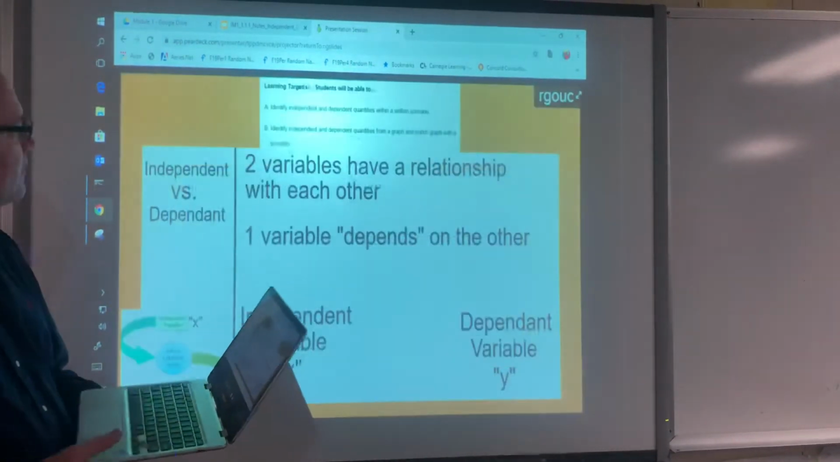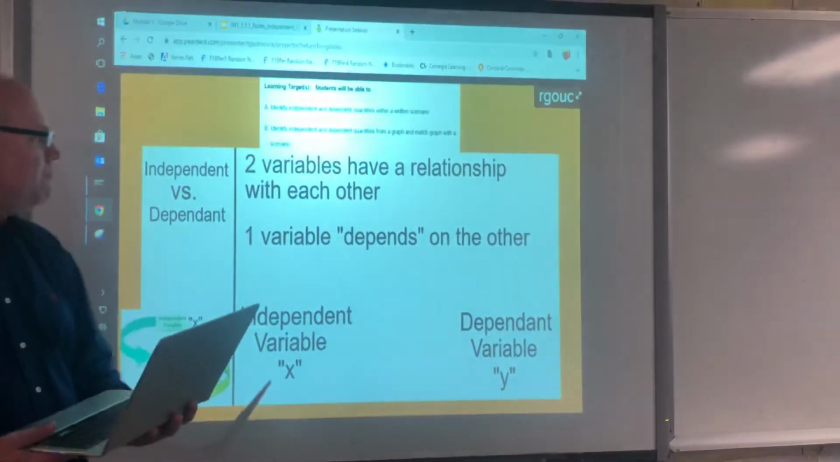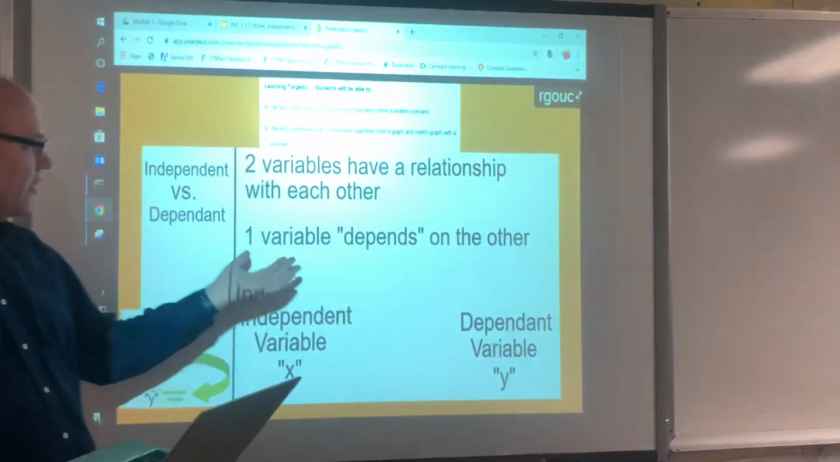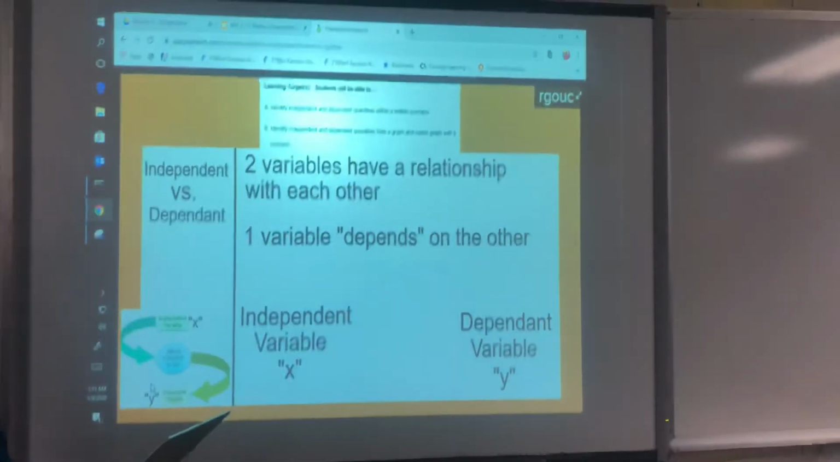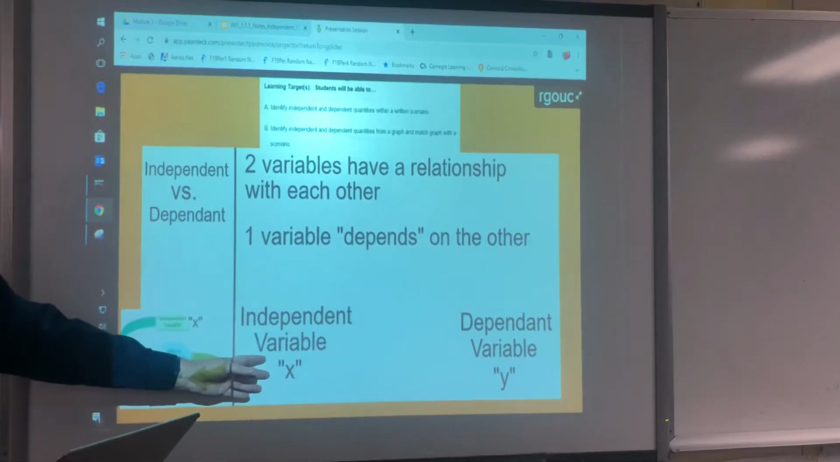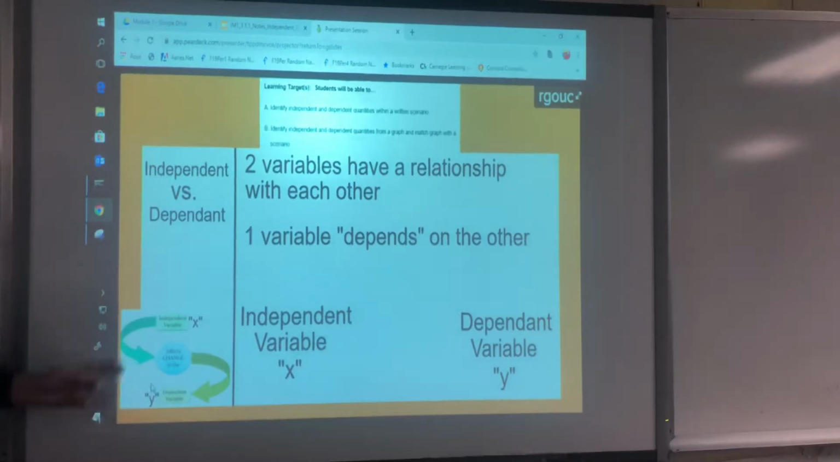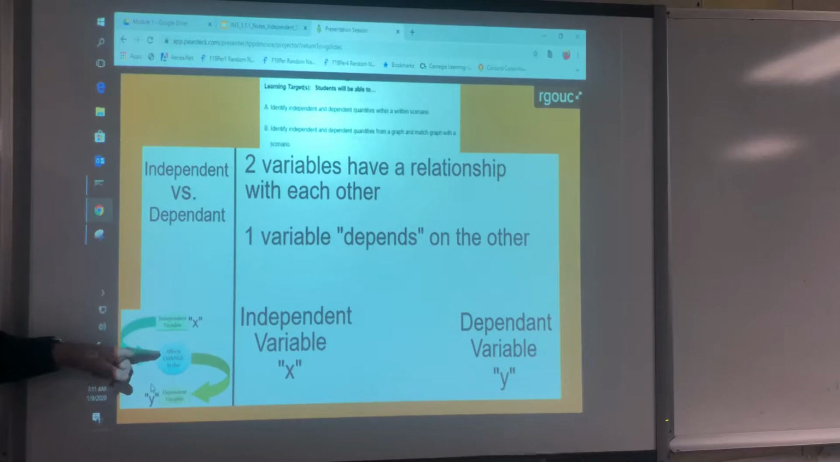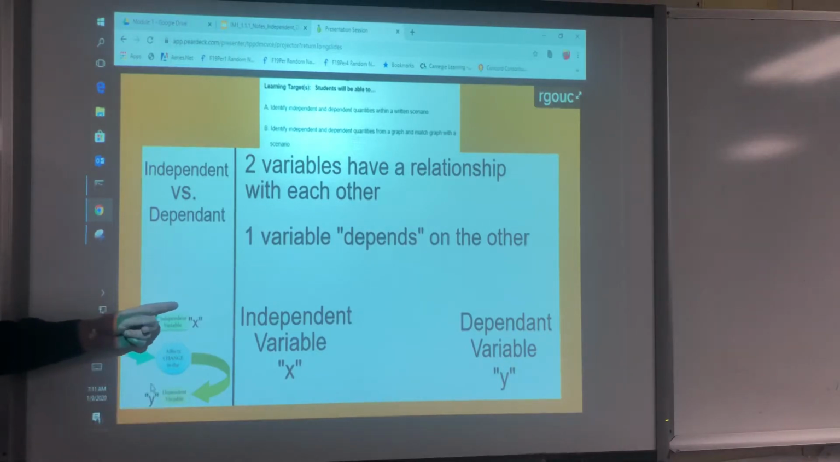Let's first define independent versus dependent. So we have two variables in a relationship with each other. One variable depends on the other. Or you can say one quantity depends on the other. So your independent variable will be your x, your dependent variable will be your y. So if you think of this little chart here, your independent variable affects change in your dependent variable, not vice versa. The dependent variable doesn't affect change in your independent variable.